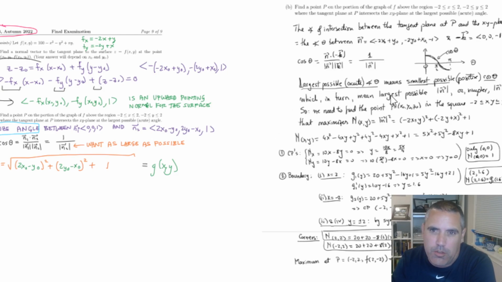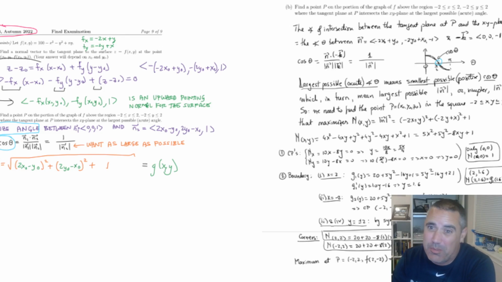The largest possible acute angle means the smallest possible positive cosine of this. Cosine is bigger the closer you get to 0. So that's what they're saying. The bigger the angle is, the closer you get to 90 degrees. We're trying to find the largest possible angle. So we're trying to get the value of this that's closest to 0. Okay, so we're trying to get this as close to 0 as possible.